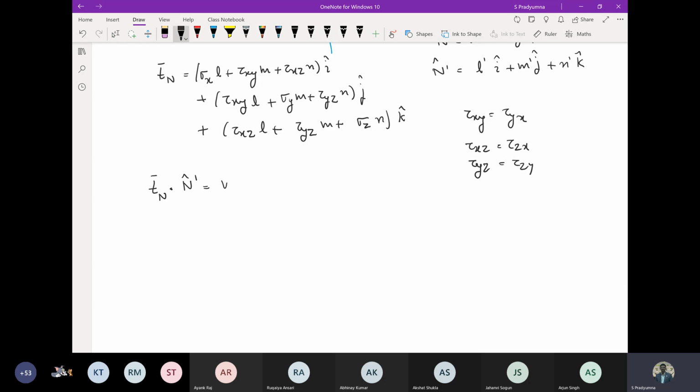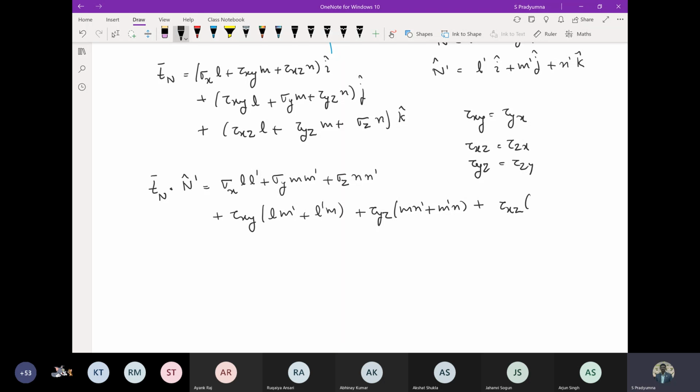So this is equal to sigma x l l dash plus sigma y m m dash plus sigma z n n dash plus tau xy times (l m dash plus l dash m) plus tau yz times (m n dash plus m dash n) plus tau xz times (l n dash plus l dash n). Correct me if I'm writing anything wrong. So this is the projection of the traction Tn along n dash.